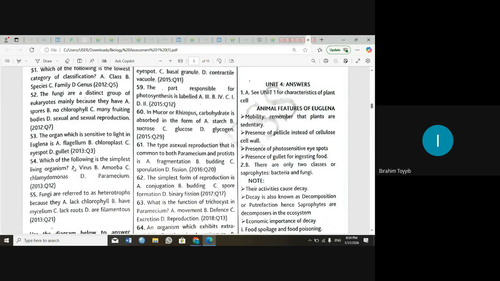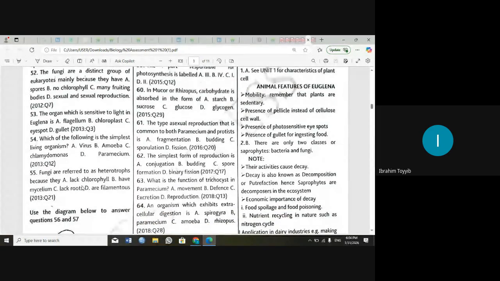Which of the following is the simplest living organism? Virus. Because it's the one that you cannot see except with the aid of an electron microscope. You can still see amoeba, chlamydomonas, and paramecium with the aid of a light microscope.